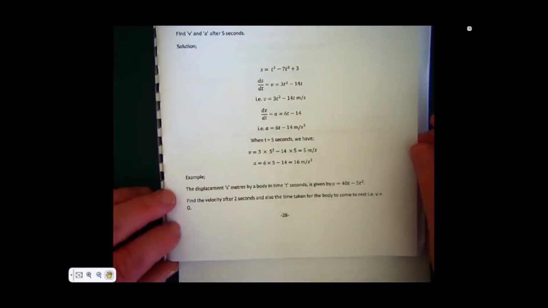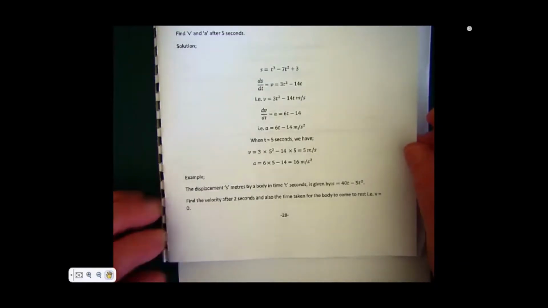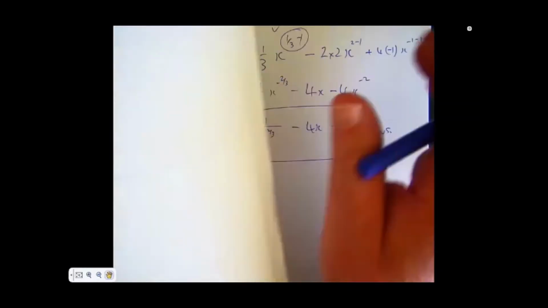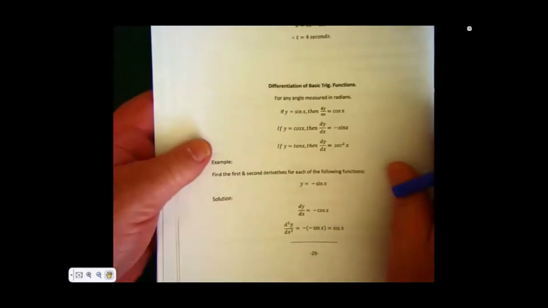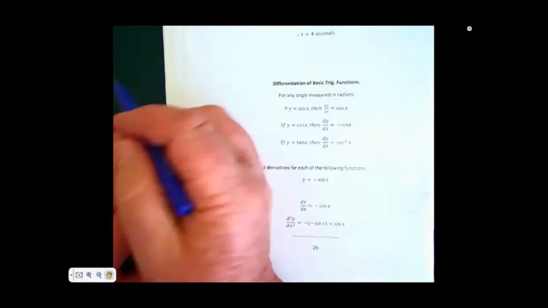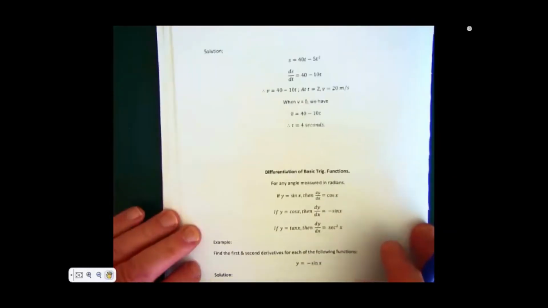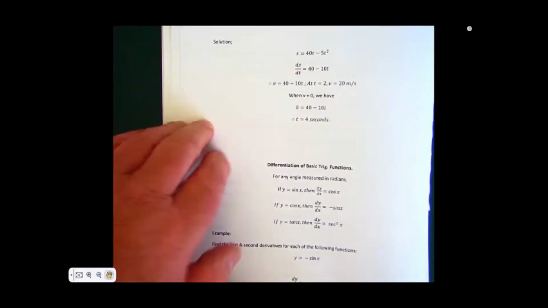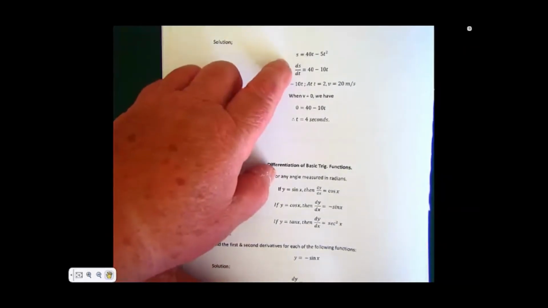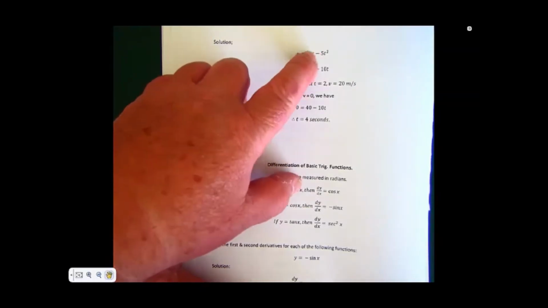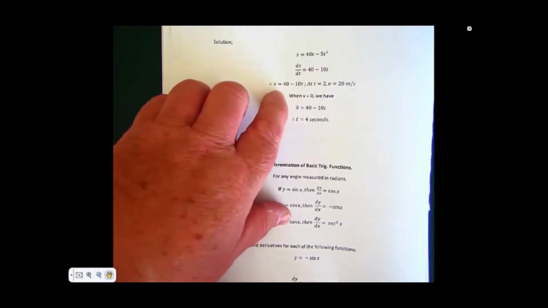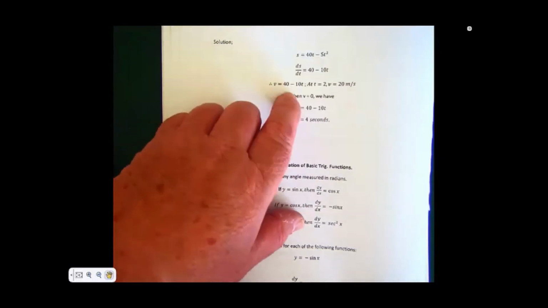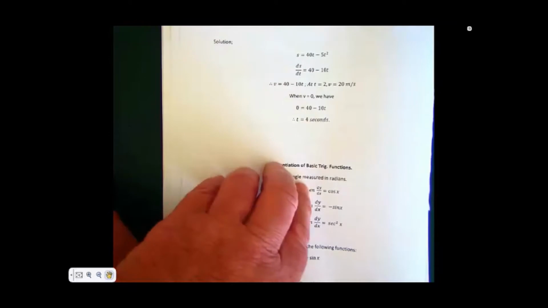Displacement s in time t is given by this function. Find the velocity after 2 seconds, and also the time taken for the body to come to rest. So when it's come to rest, that means there's no speed. Let's have a look here, and the solution is laid out quite nicely for you. We'll just drop it back. Here we go. Start with what you're given. s equals 40t minus 5t squared. So the change of distance with time is 40 minus 2 fives of 10t. Okay, this is now velocity. So when t is 2, 40 minus 20 is 20 meters per second.